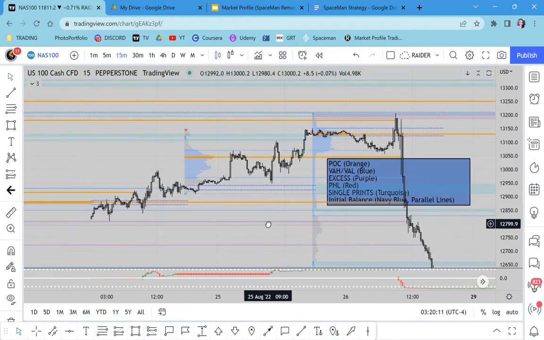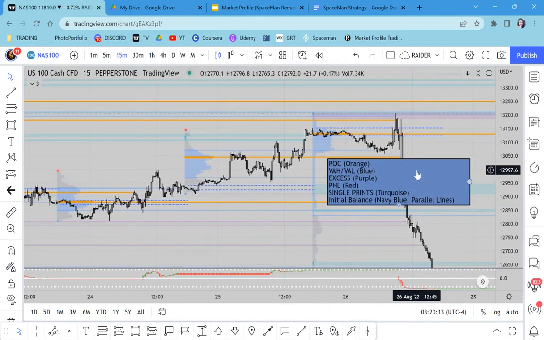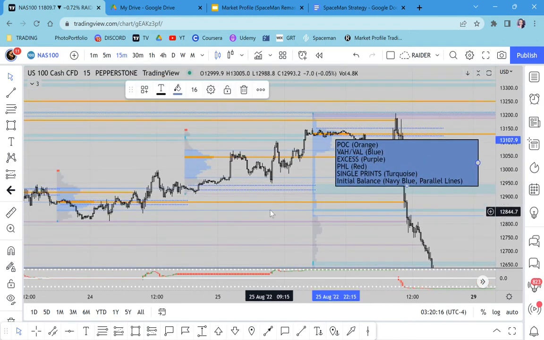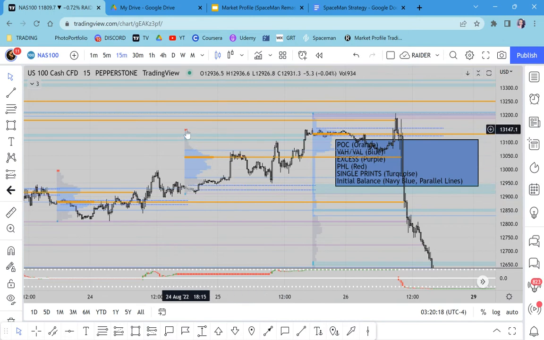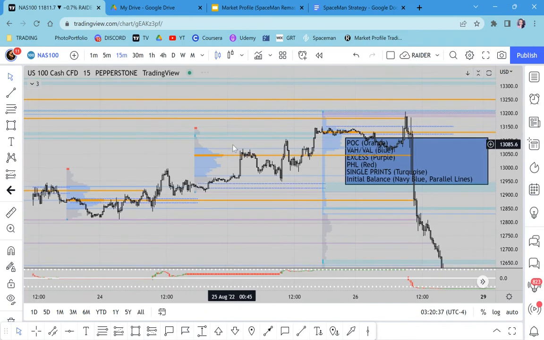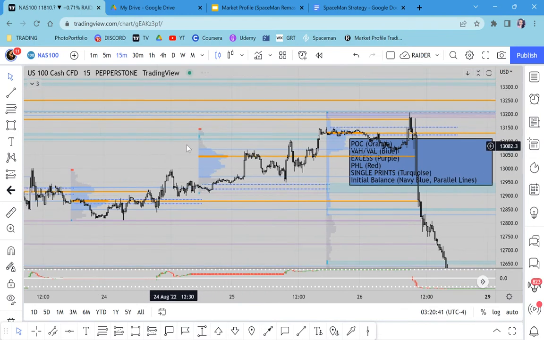I'm going to move this to the left. So we're going to take a look at the 24th and the 25th. So we have here the PHL that's right there. POC, value area high, value area high. Here's the initial balance. And we have a very, very small excess at the bottom here. And it looks like a couple of single prints as well. I'm not sure if I said that already. So if we look at the left, this one didn't seem to have penetrated.